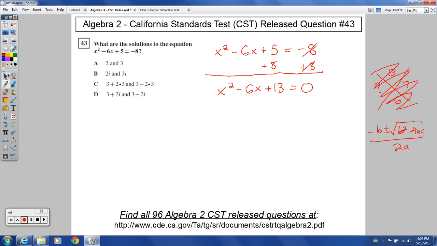But from there, what are these values? Well, our a value is 1 right there. Our b value is negative 6. And the c value is 13. And so let's work that out.